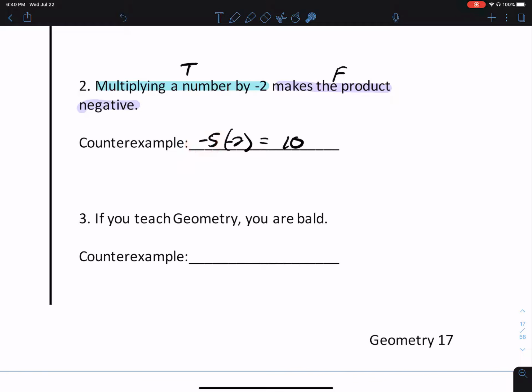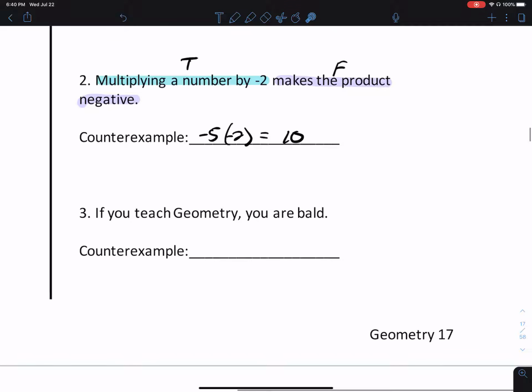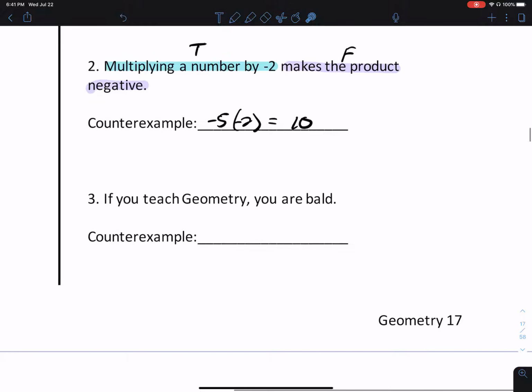Well, you don't have to use -5. Any negative number works. Also, if you were to multiply by 0, that would work as well, because 0 times a negative is 0. We found a number, we multiplied by -2, and the product, the answer to multiplication, was not negative. Trying to make the initial part of the statement true and the final part of the problem false.